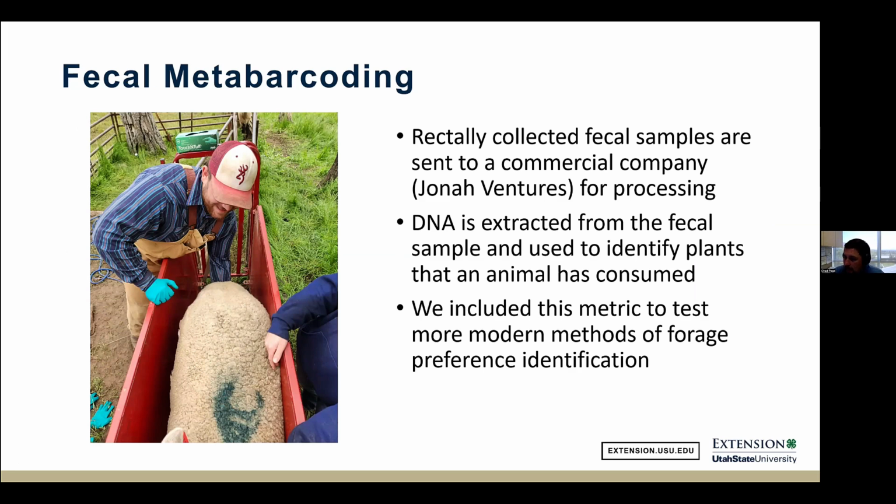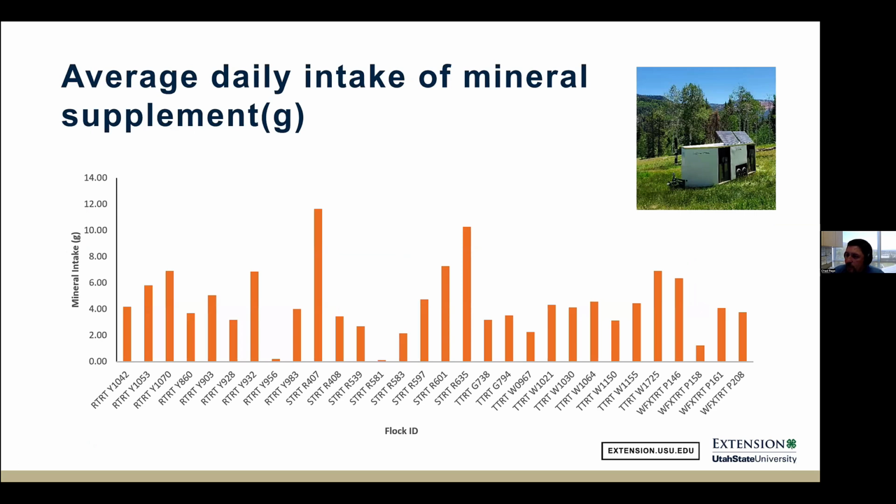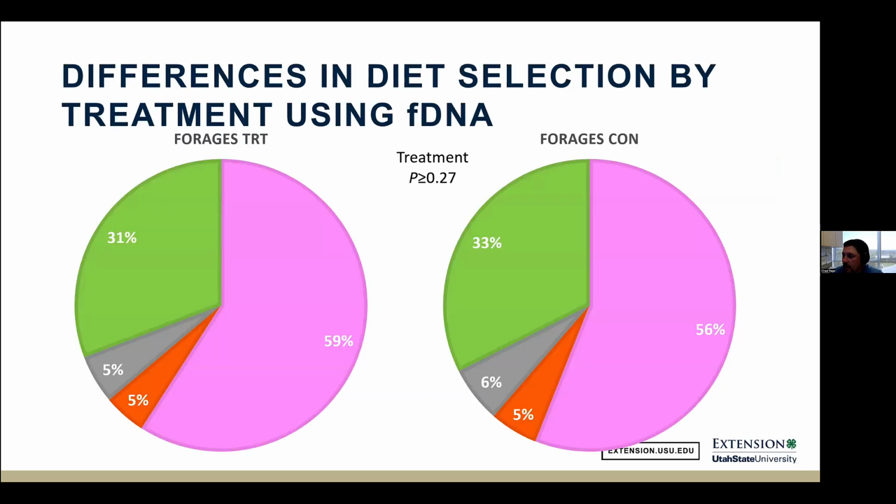And so after analyzing all the data and seeing how much mineral all these sheep ate, we compared it to that fecal metabarcoding technique that I just talked about, and we got a good idea of how that mineral supplementation was changing what they ate. This shows some of the differences in diet selection based on our treatment. There would be treatment here, and then control, which is essentially the ewes that had no access to any mineral supplementation or salt. And what you could see is that their diets were pretty similar.